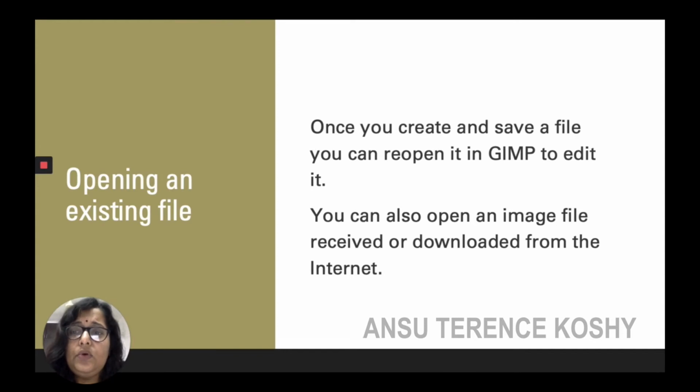The next one is opening an existing file. Once you have made a document or a file, you can open it n number of times, that is any number of times that you like. Once you create and save a file, you can reopen it in GIMP to edit it. That is, you can reopen the file at any time and edit on top of it. You can also open an image file received or downloaded from the internet. You can also take a file that has been sent by your friend, open it and work on it from your system.